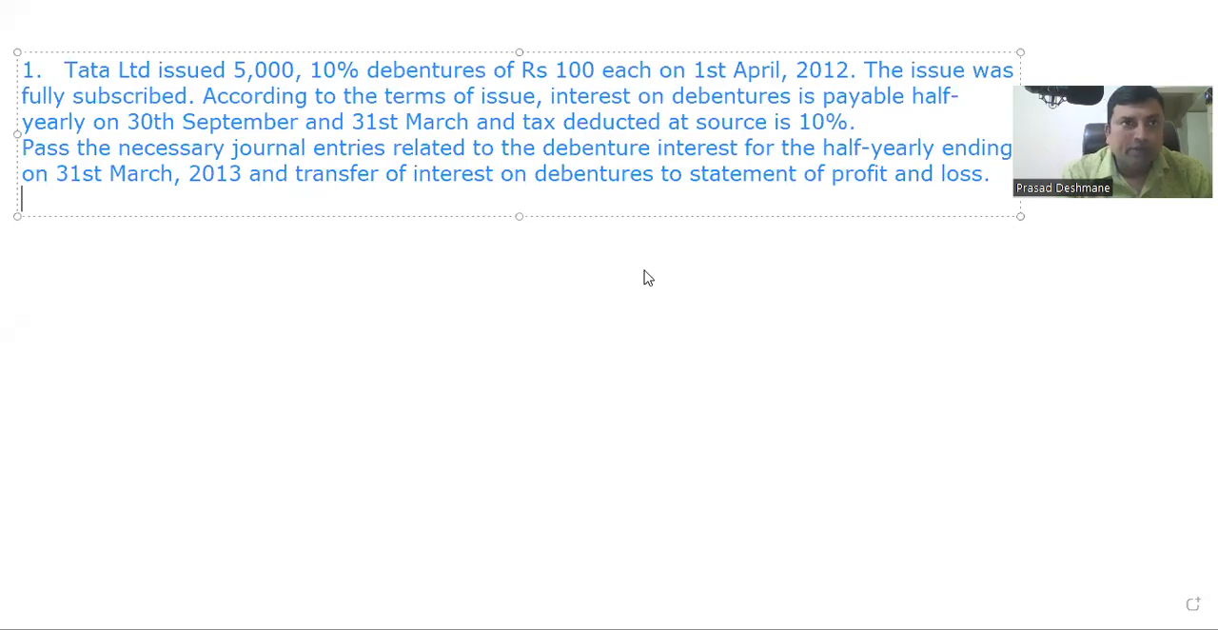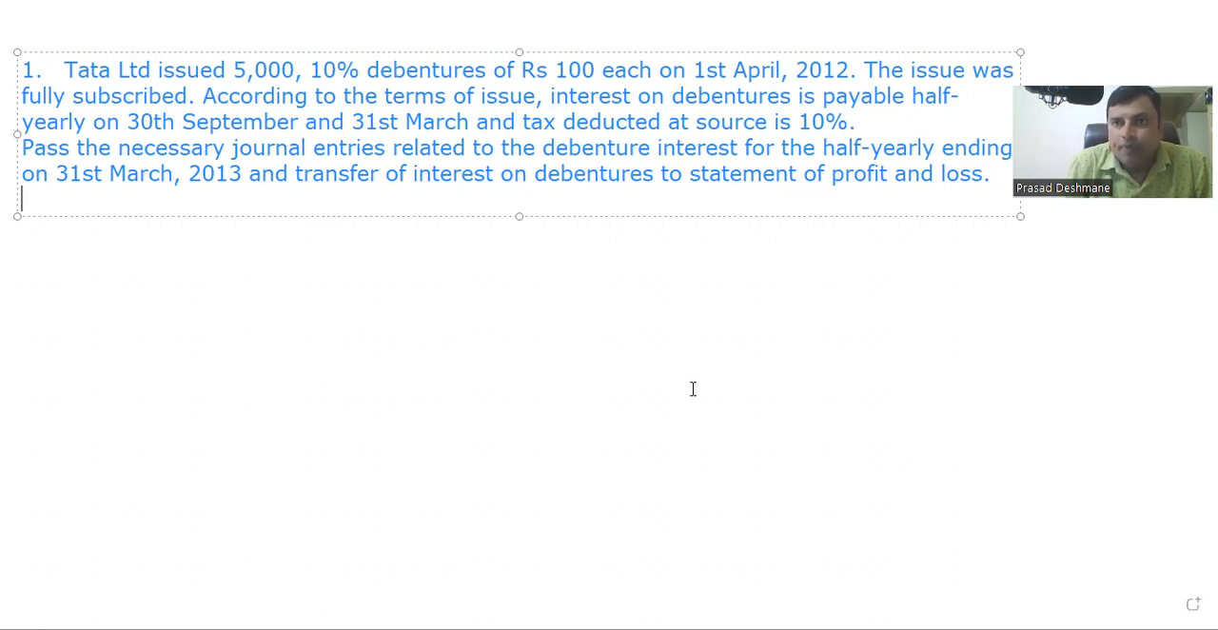Okay, so today we are going to learn interest on debentures and TDS. What does TDS mean? TDS means tax deducted at source. What is this tax deducted at source? See, everyone knows that when we earn money, we have to pay income tax to the government, correct? But this income tax is not for Tata Limited, not for a company. This income tax is for the debenture holder, because when the debenture holders earn interest on their debentures, the government will charge tax on it.